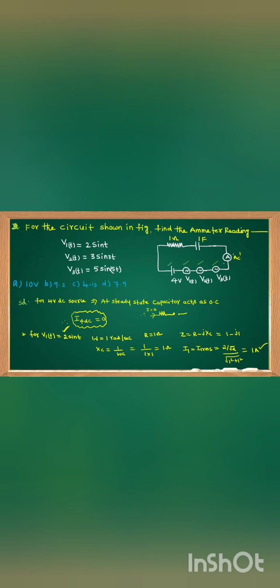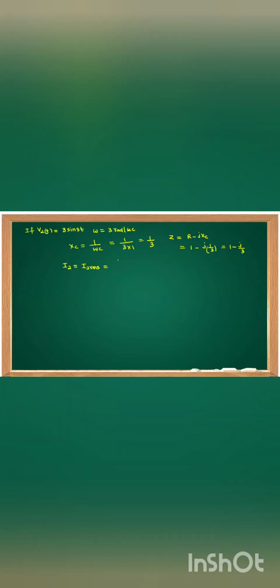If it is a PMMC, there is no need to do all these calculations. Your answer is 0, because average current is 0. DC current is 0. If it is a PMMC, the answer is 0 only. But it is an AC meter. Then what is I2 RMS?